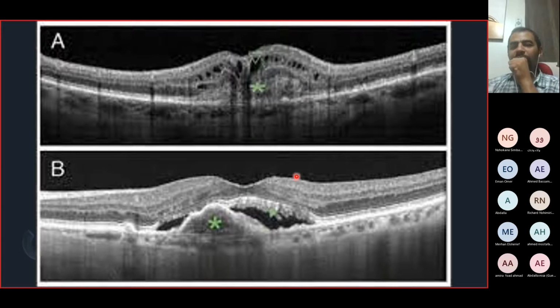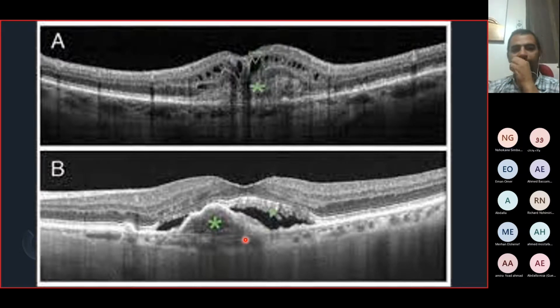Which one of them usually presents with better vision? The classic or the occult? The classic. The classic is more invasive, so it has invaded the retina and caused more damage to the photoreceptor line. But here, as you can see, there is still pigment epithelial detachment and neurosensory detachment, but the photoreceptor line here is not very disturbed. So patients with occult CNV usually have better prognosis, or better vision.